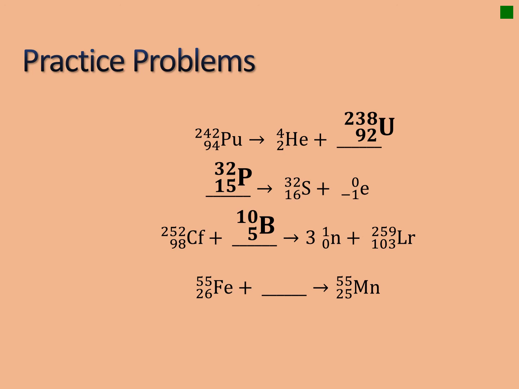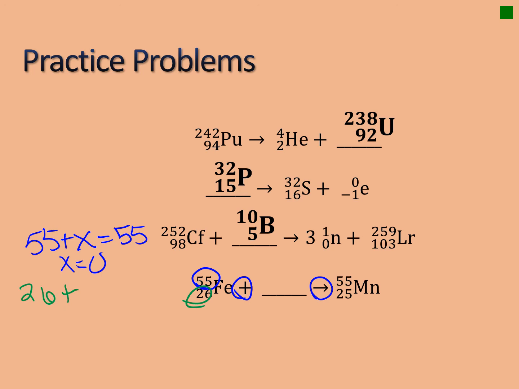Not too hard on the last one. We've got 55 plus x equals 55. Okay, so x equals 0. And then on the bottom we've got 26 plus y equals 25. Okay, so y equals -1. So now when I put these guys in, there is no number on the periodic table that has a -1.